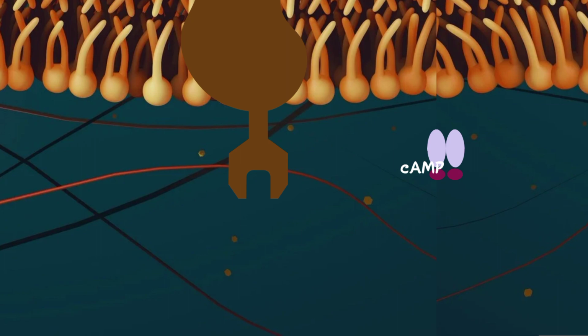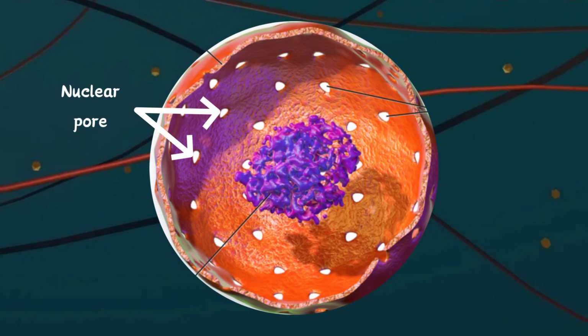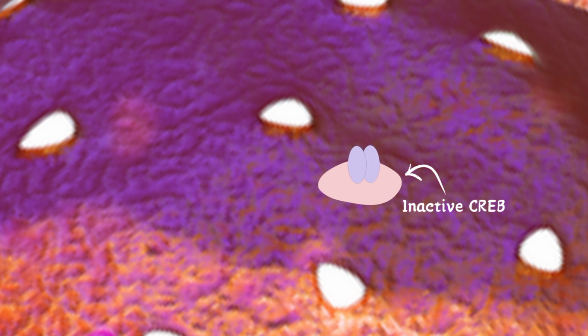As a result, the regulatory subunit will get phosphorylated and undergo a conformational change. This conformational change will phosphorylate the catalytic subunit of PKA enzyme. Due to this, the catalytic subunit will dissociate from the regulatory subunit. This catalytic subunit of PKA enzyme will enter the nucleus through nuclear pores and will bind to inactive CREB present in it. This binding will lead to phosphorylation of CREB.